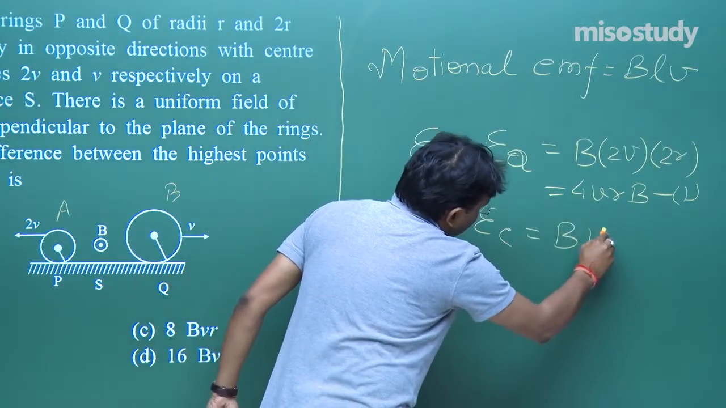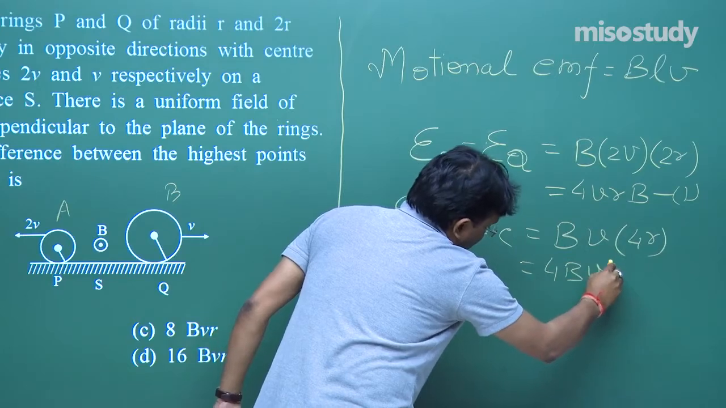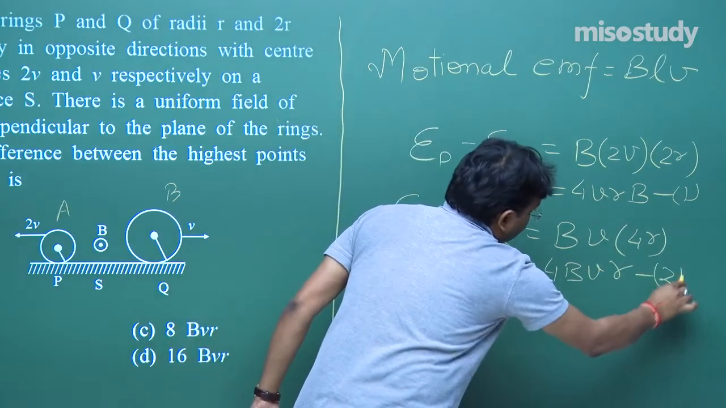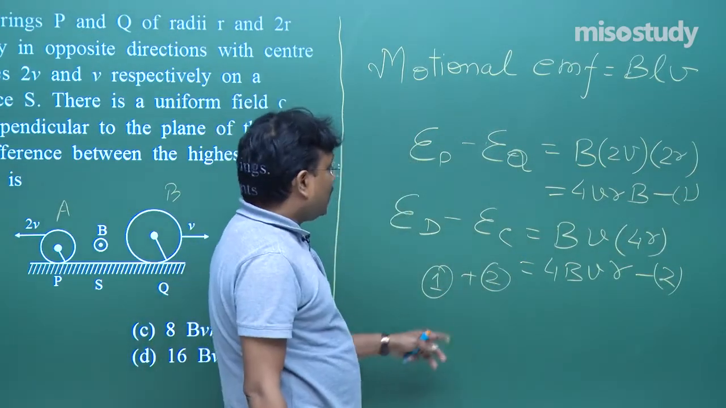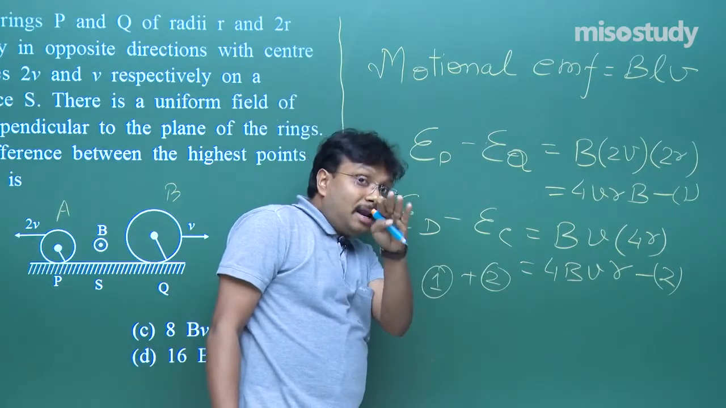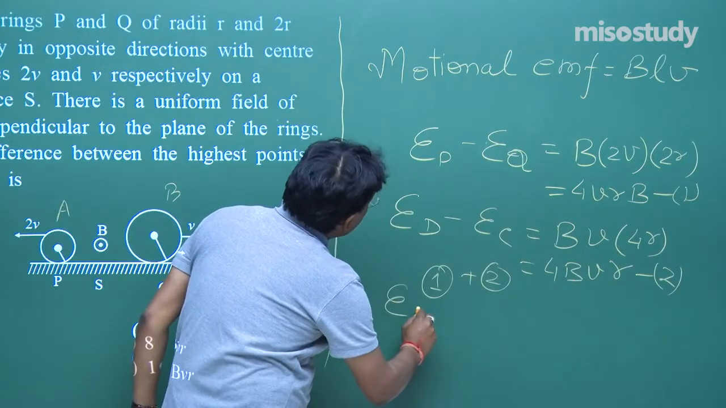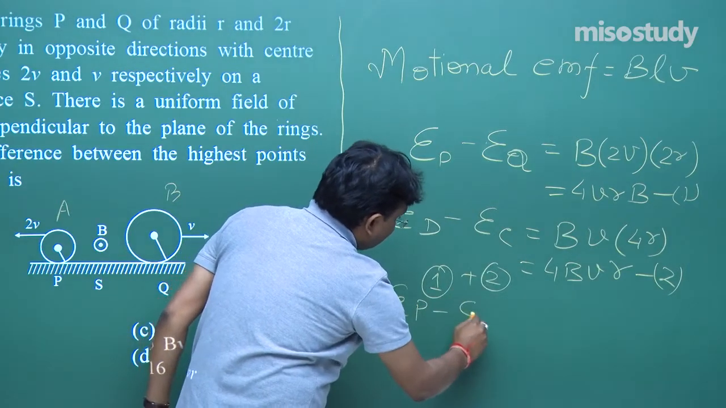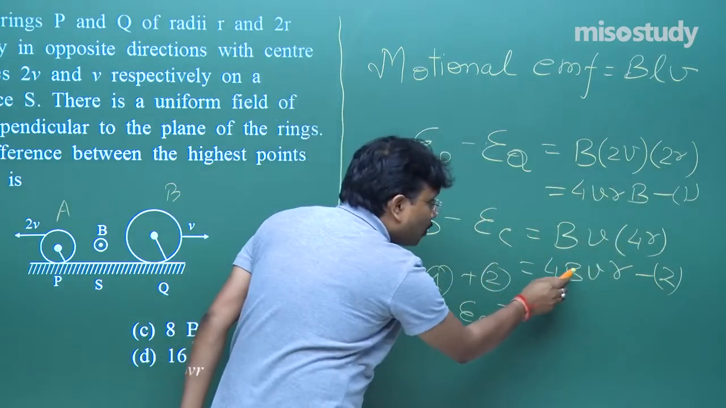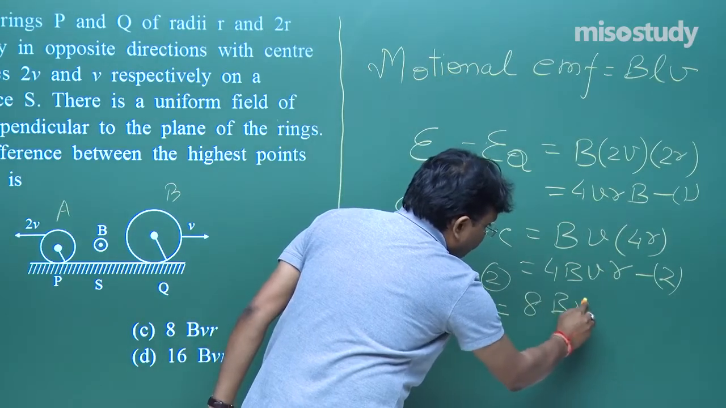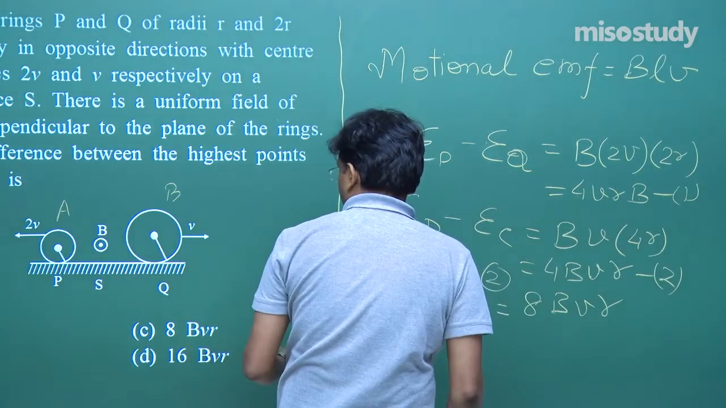So it is BV into 4R. So again it will give you 4BVR. Now this is equation number 2. So, the sum of 1 plus 2 will give you initial minus final, and that too with a minus sign. Okay. So it is EP minus EC, that will give you 4VBR minus of minus 4VBR, that is 8BVR. So it is the simple solution of this problem, 8VBR.